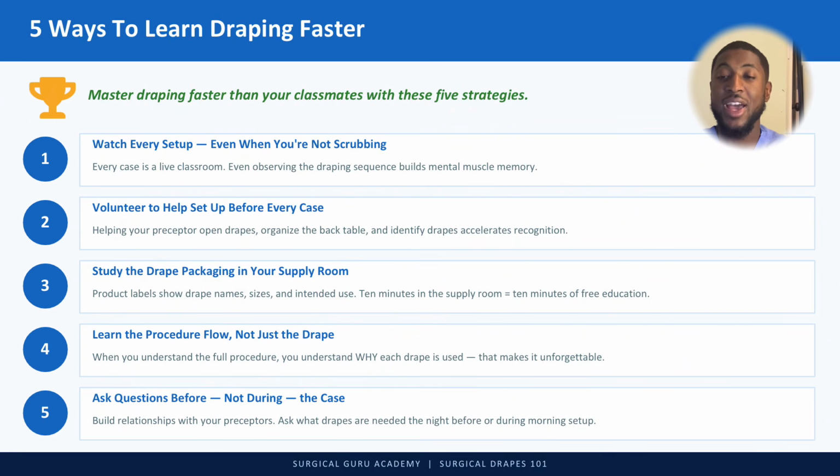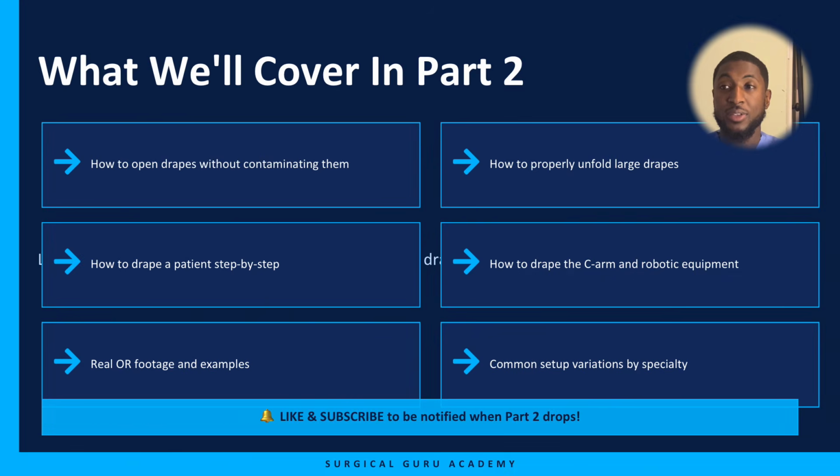And number 5, ask questions before, not during the case. I mean, it's always a good time to ask questions. It's good to ask questions during the case as well. However, asking questions before the case will build a relationship with your preceptor, and you can ask what drapes are needed the night before or during your morning setup. All right, so that's 5 ways for you to learn your drapes faster.